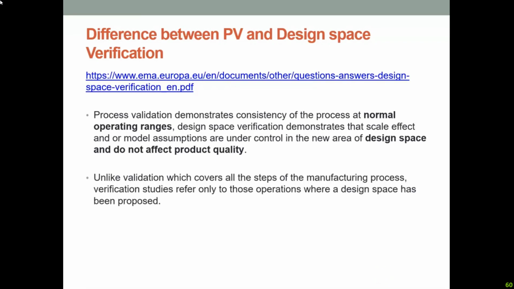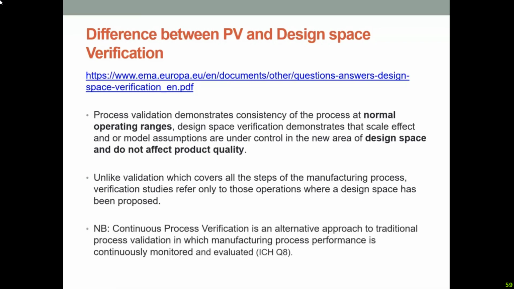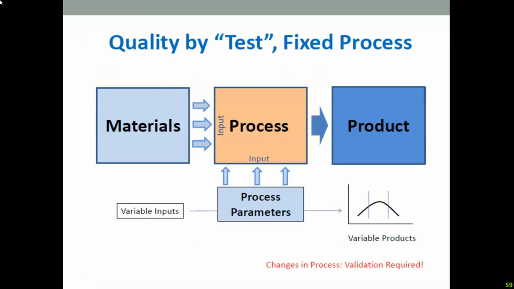Unlike validation, which covers all the steps of the manufacturing process, verification studies refer only to those operations where a design space has been proposed. Just to note, continuous process verification is an alternative approach to traditional process validation, in which manufacturing process performance is continuously monitored and evaluated, and that's from the ICH Q8.